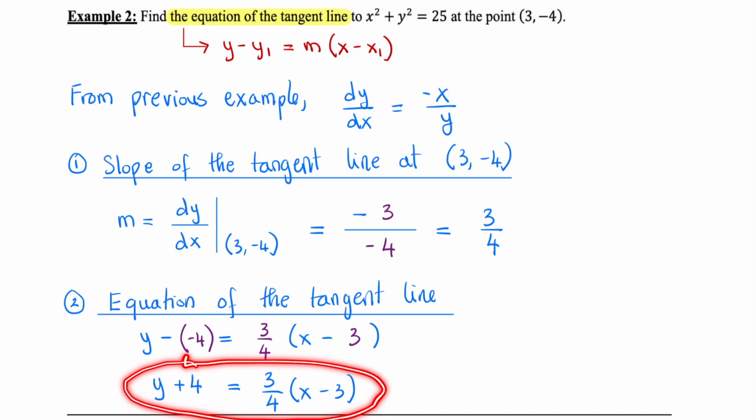If the question asks for the slope-intercept form, then you would solve for y. Otherwise, it's perfectly fine to leave your answer in this form.